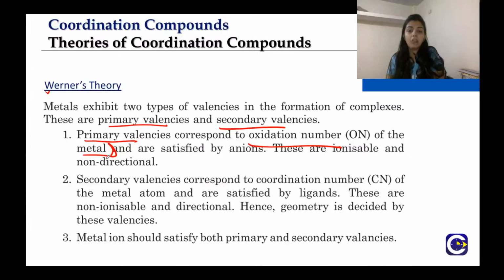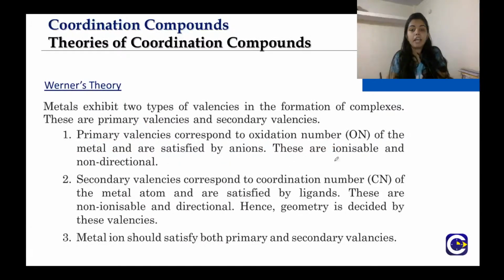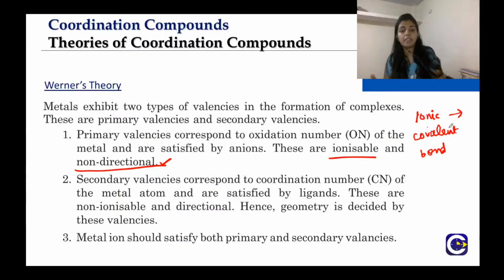We have studied how to find out the oxidation number of a metal atom or a metal ion in the previous class, right? So that oxidation number, according to Werner's theory, is the primary valency, and it can be satisfied only by anions. This is important. These are ionizable and non-directional. Basically, if you learn about ionic bond and covalent bond: ionic bond is ionizable and non-directional, while covalent bond is non-ionizable and directional in nature.